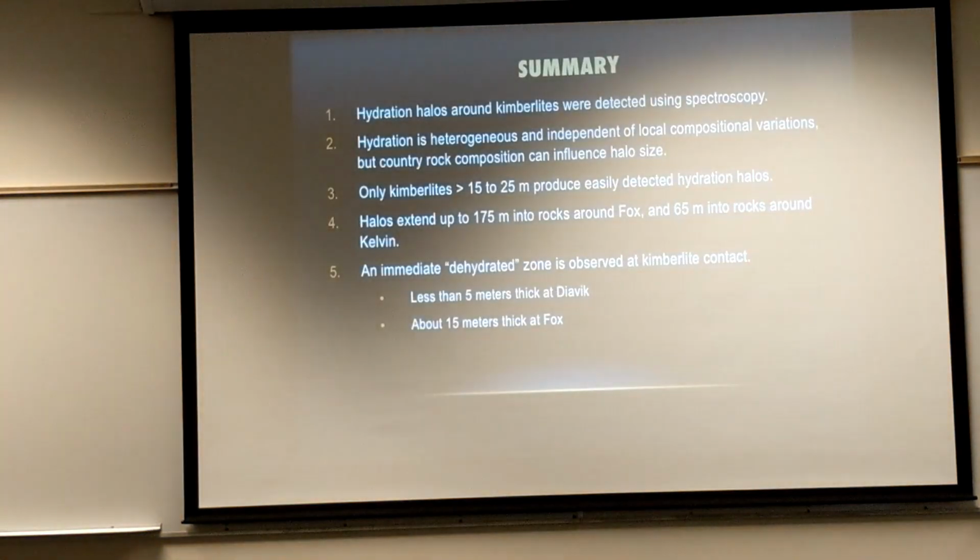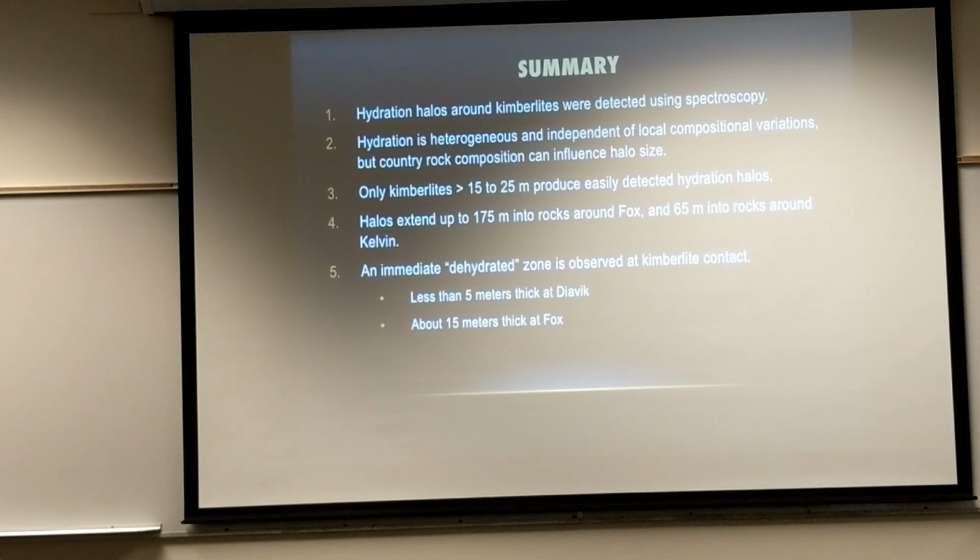And so I'm just going to summarize the points here. The hydration halos around kimberlites were detected using spectroscopy. There's a lot of heterogeneity to the hydration, and each kimberlite has its own heterogeneity as well. But it's independent of the local compositional variations. So by tracking the mineral chemistry that goes through there, we can say, okay, there's nothing mineralogically that's changing the hydration values. That hydration has to be some outside effect. However, only kimberlites greater than 15 to 25 meters can produce an easily detected hydration halo.